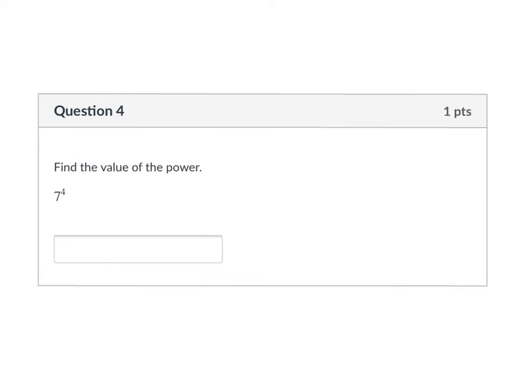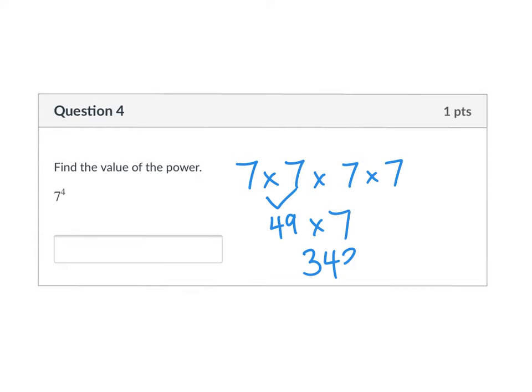Find the value of the power. 7 to the 4th power means 7 is used as a factor 4 times. You can use the exponent key, or you can work this out. 7 times 7 is 49. 49 times 7 then is 343. And then 343 times 7 equals 2,401.